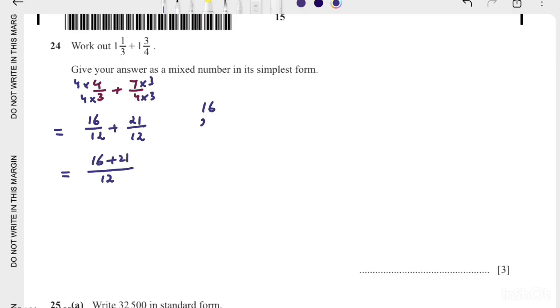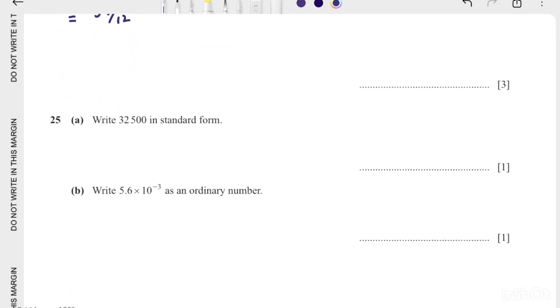Now 16 plus 21 is equal to 37. So 37/12 would be the final answer. It was a very easy question.